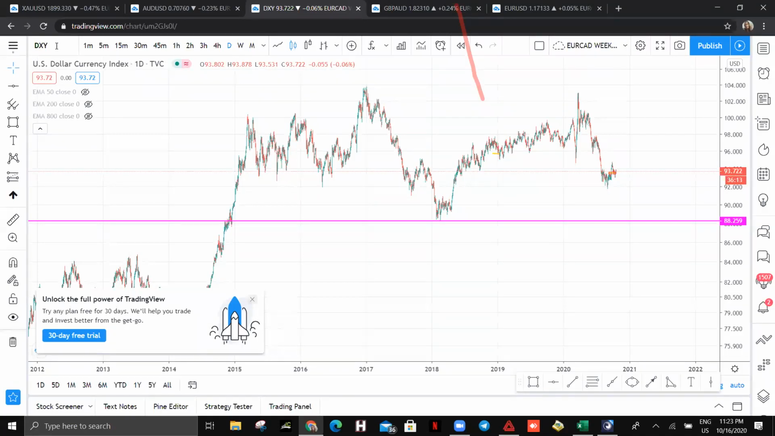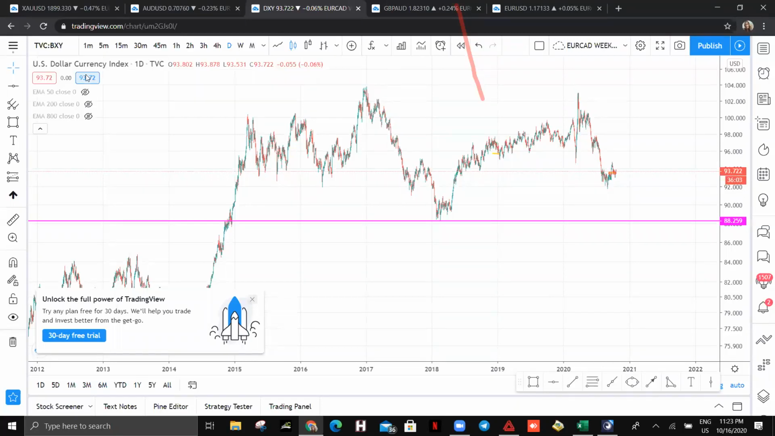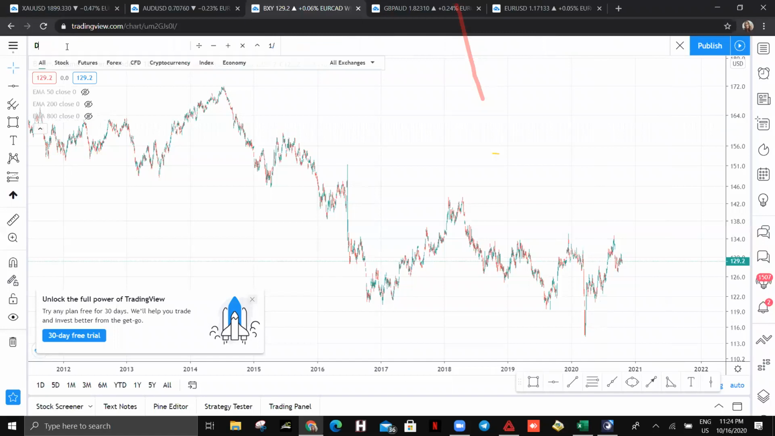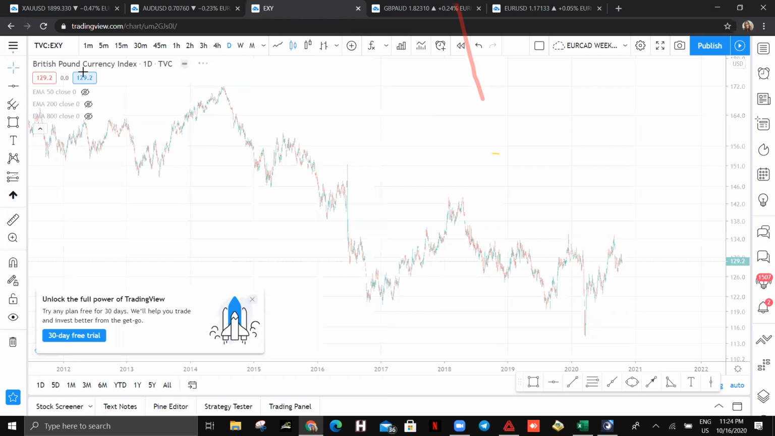Go to your trading flow, type DXY, US dollars. Every pair has its own. I think pounds is BXY, British pounds currency. You can see it. As it's dropping, it's losing its value. Pounds is losing value. But if it's increasing, pounds is gaining what? Strength. So many other pairs. Euro is EXY. Yeah, Euro, EXY. That's for Euro.